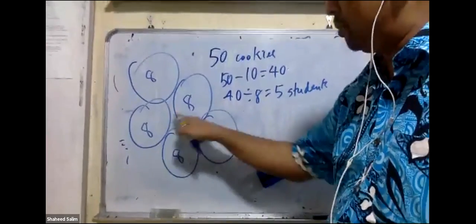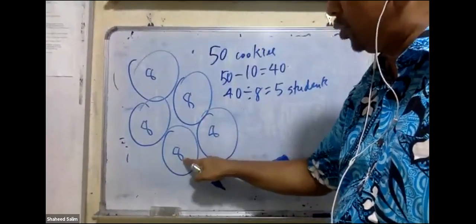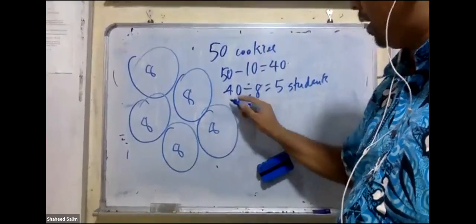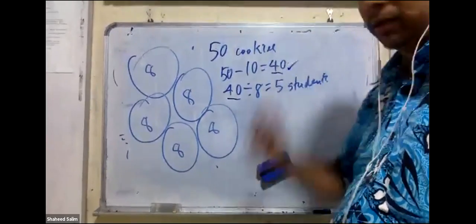8 plus 8 is 16. 16 plus 8 is 24. 24 plus 8 is 32. 32 plus 8 is 40. Yeah, he gave away 40 cookies, correct?